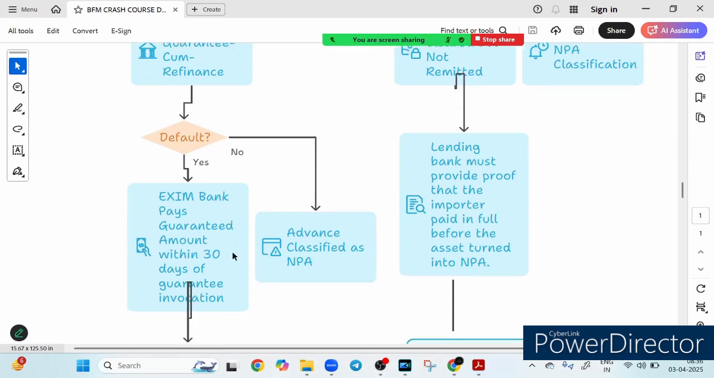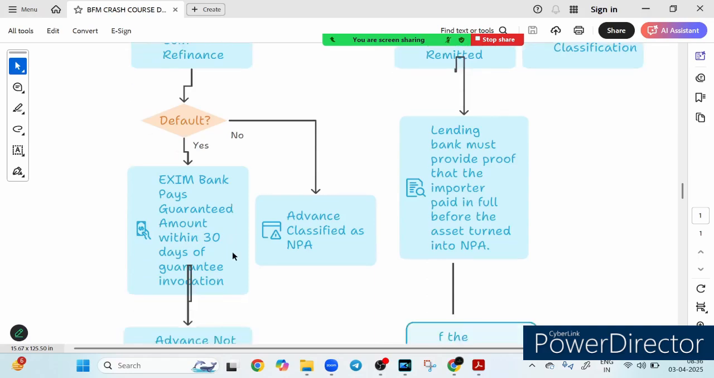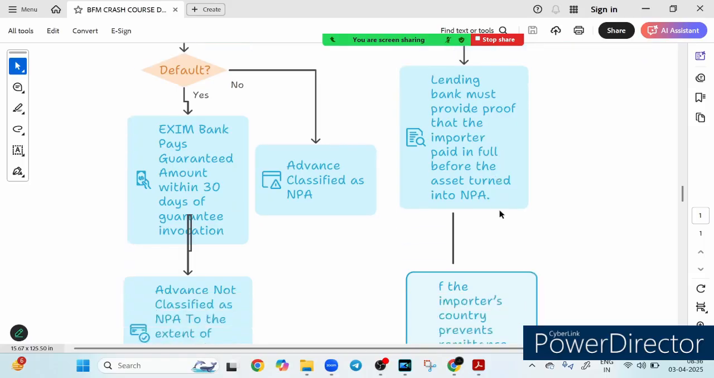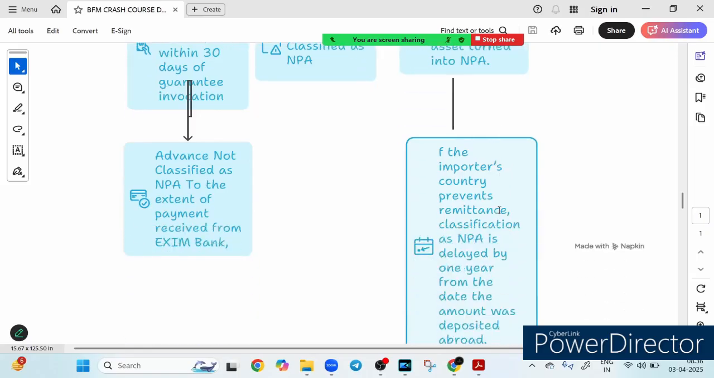Then we have one more thing, that the lending bank has to provide proof that the importer's payment was cleared in full. Only then can the asset be classified as an NPA, right? That is the point. This ensures clarity and transparency in the export financial transaction.